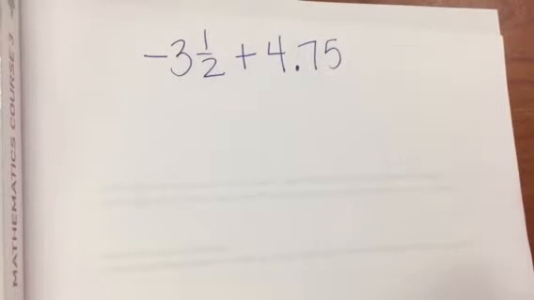Negative 3.5 plus 4.75. Miss Green, that was mean. You gave me a fraction and a decimal on the same problem. Okay, so we've got options here. I'm not mean, I'm being nice. I'm giving you choices. Do you want to convert everything to fractions, move that to a fraction, or do you want to change that to a decimal?